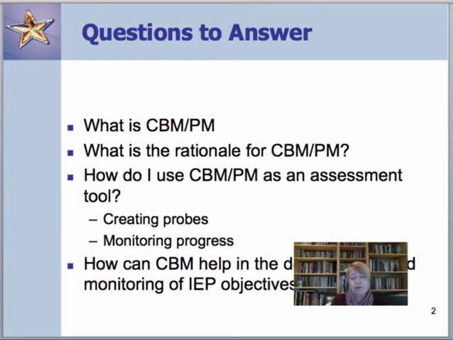And you can use these probes again for monitoring progress, and we're going to talk about some ways that you can do that, and then some ways that you can actually create visual images about how the student is progressing. And this becomes particularly important for the last thing that we'll be talking about, which is how can you use curriculum-based measurement to help you in the development and monitoring of IEP objectives. So that's particularly important.